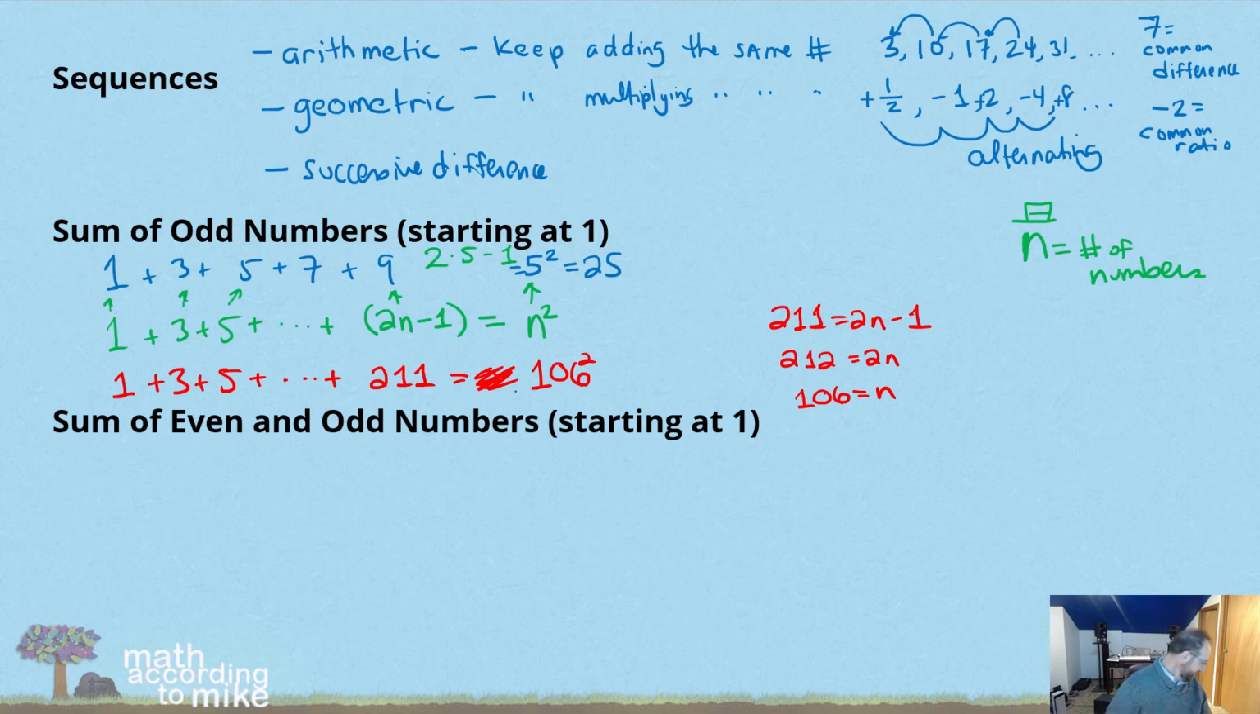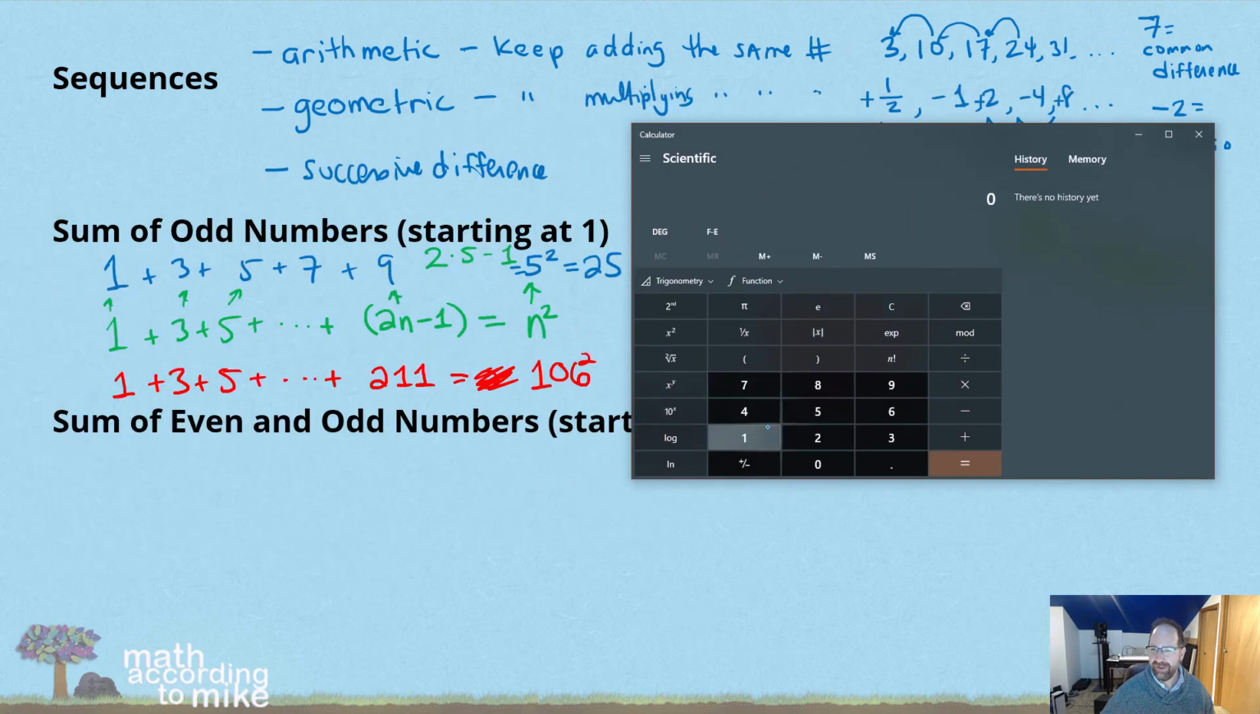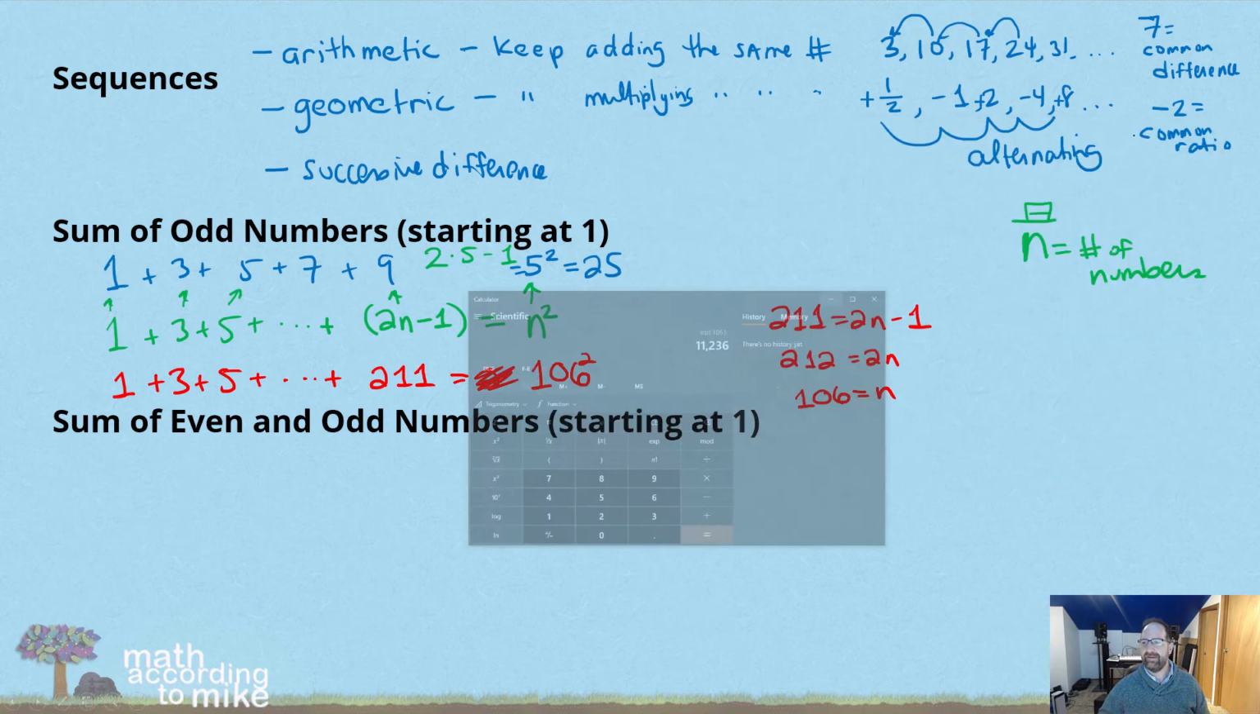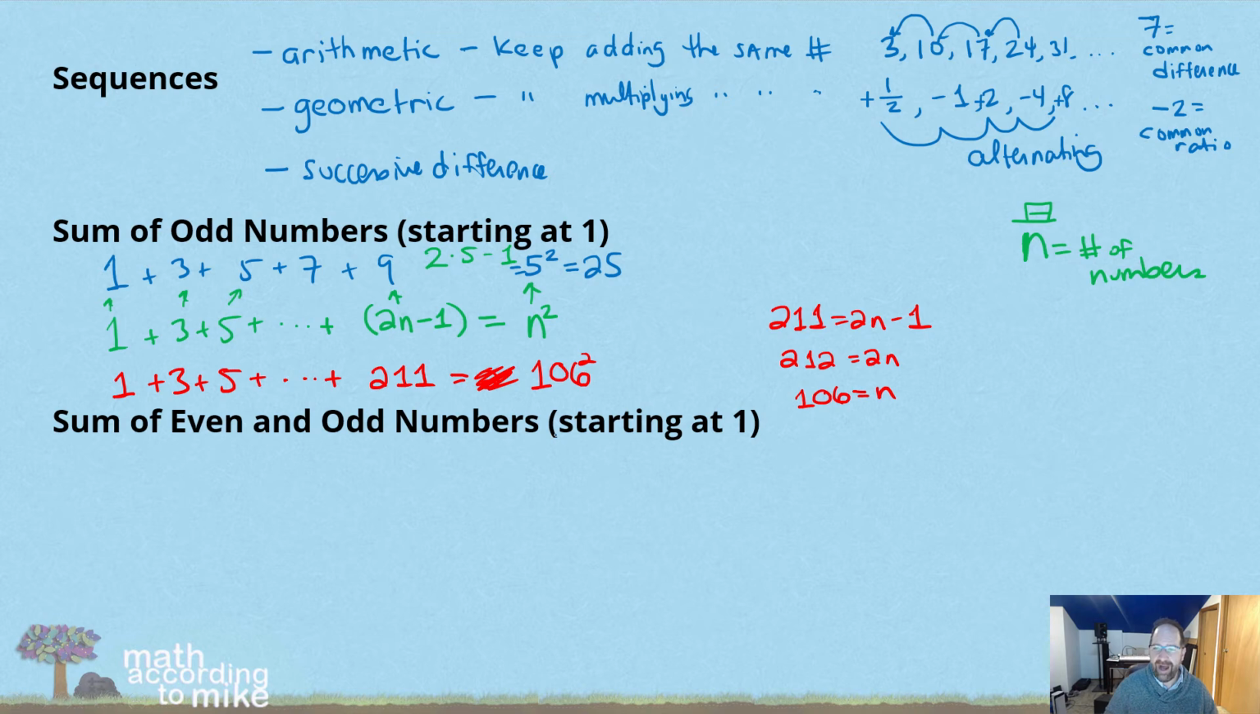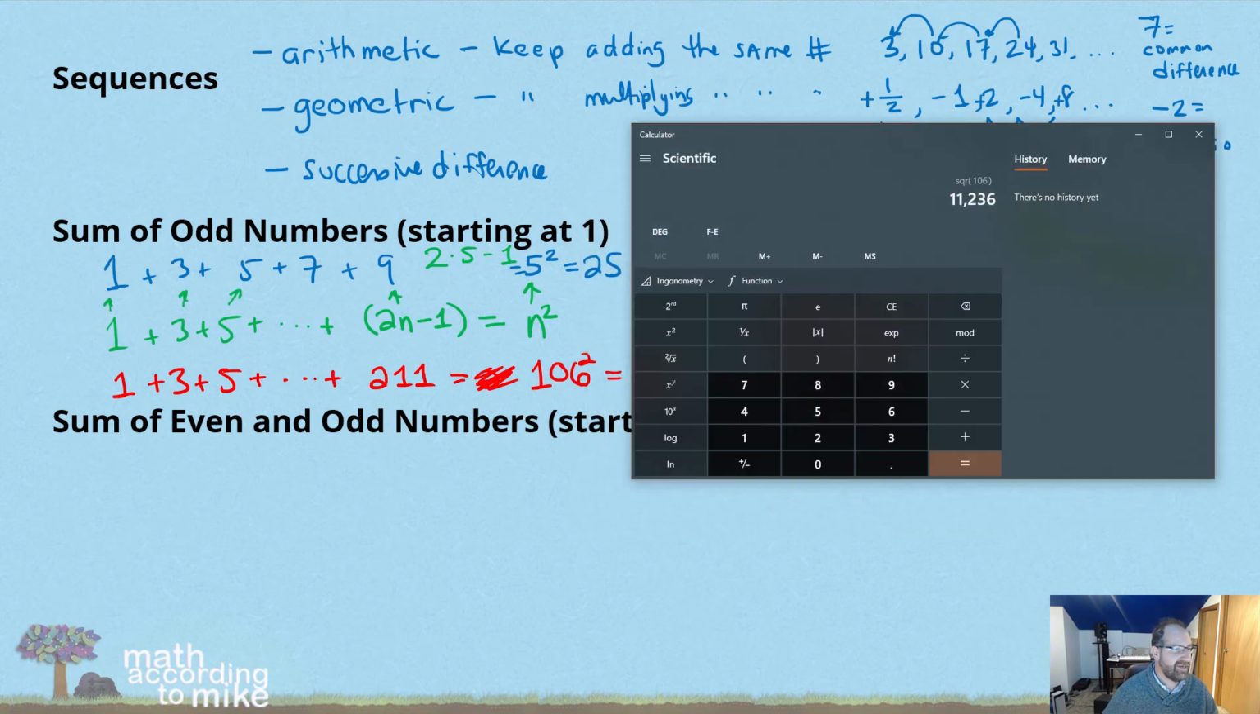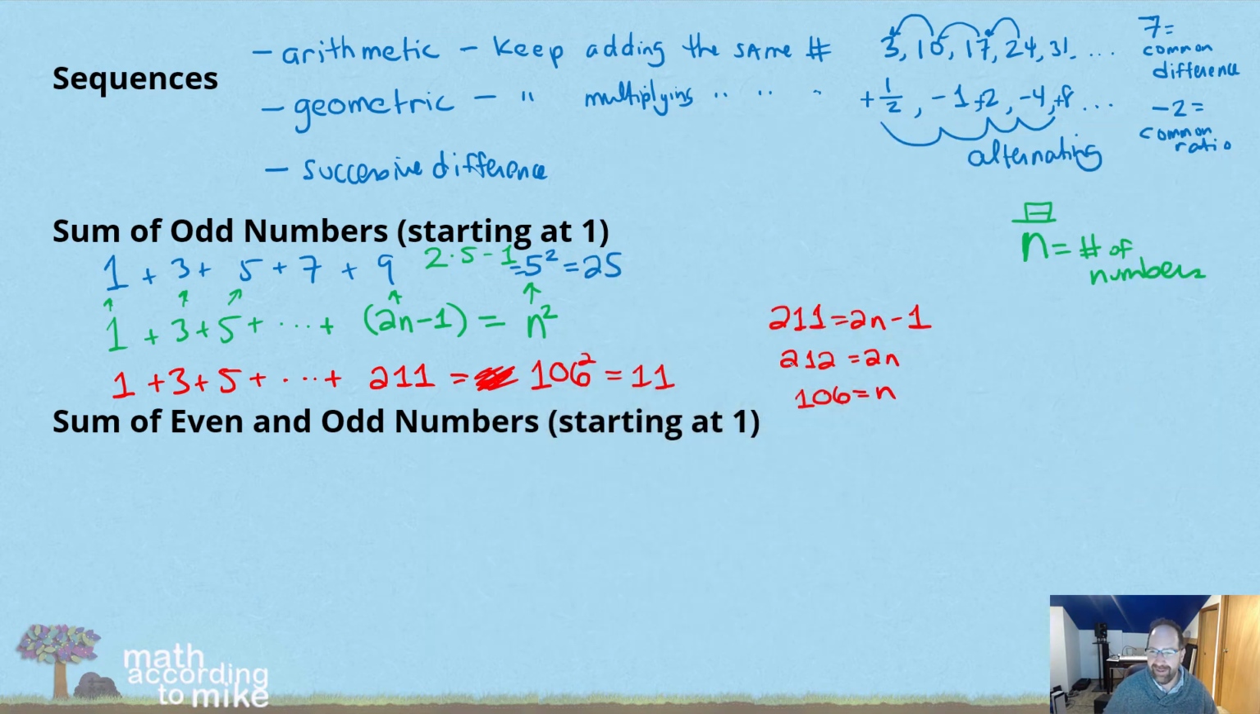Now, where's the calculator? It's in the other room. Oh, calculator. I choose you. So if I do 106 squared, it's 11,236. So the sum of all the odd numbers from 1 to 211 is 11,236. And that's your final answer.